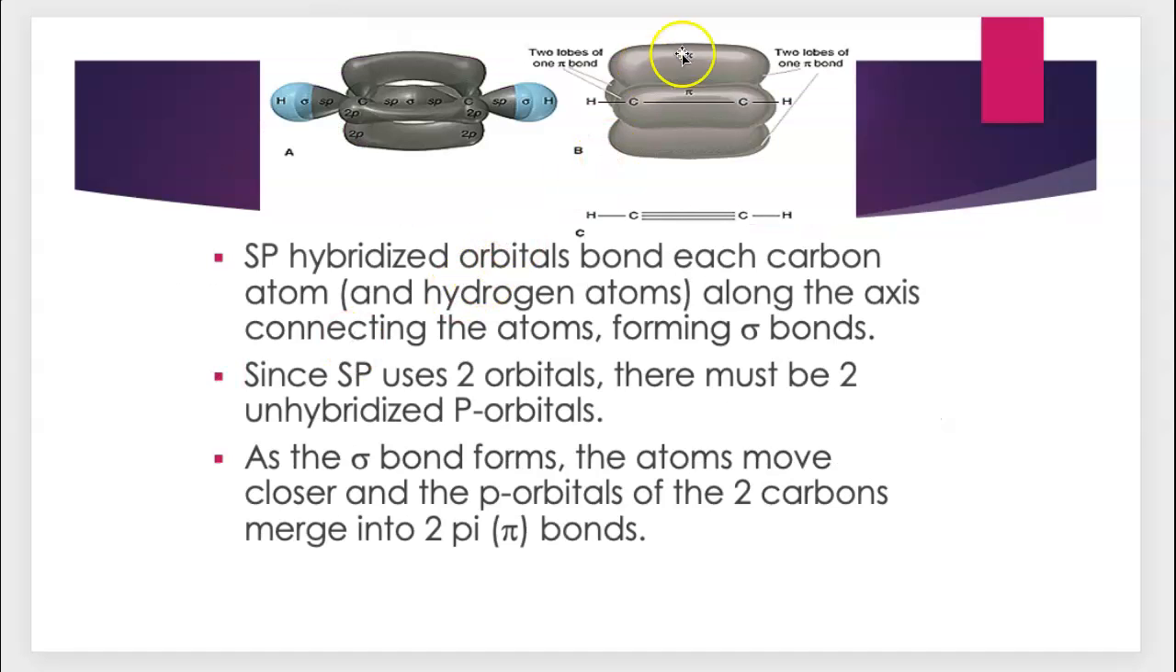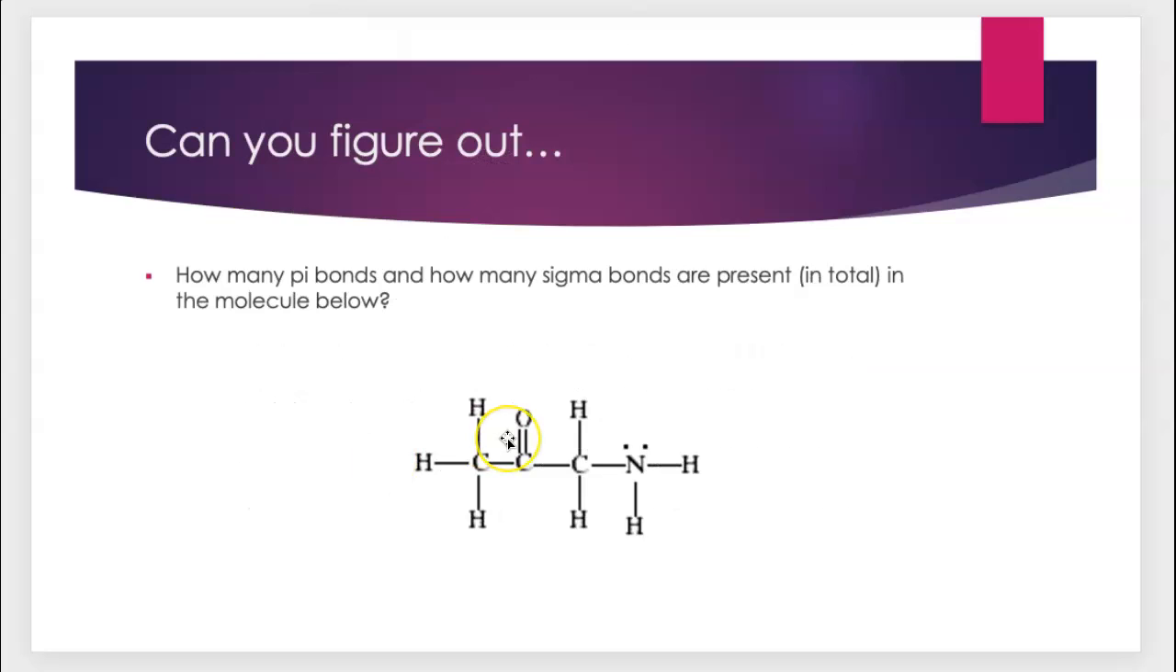So you see, again, that weird stretched out shape. We have a pi bond above and below. That's one of them. And then in front and behind, we have another one. That's the other pi bond. So a triple bond is always going to be one sigma bond, which is the line between the carbon-carbons here, and then two pi, one here, one here.